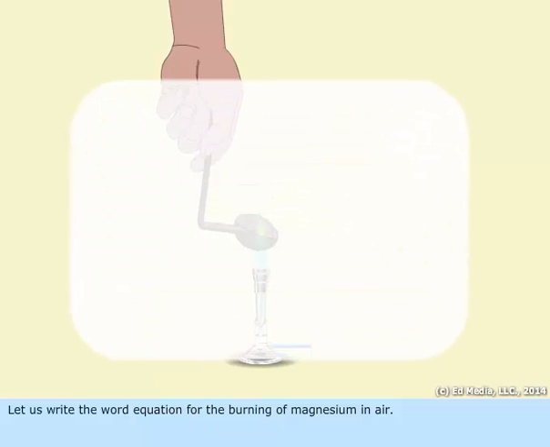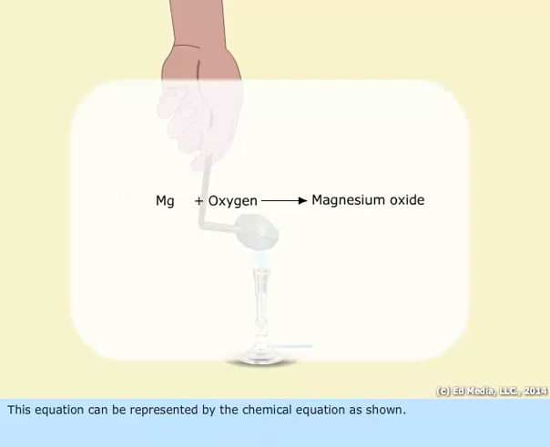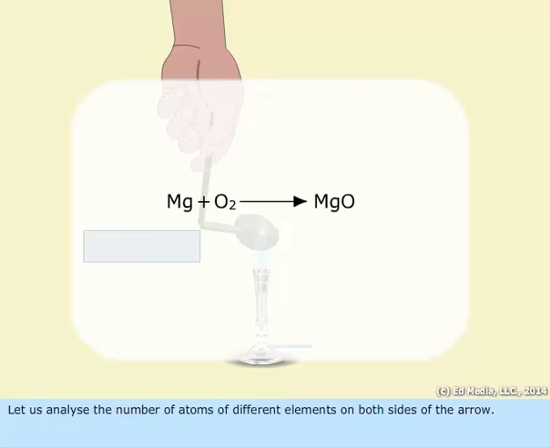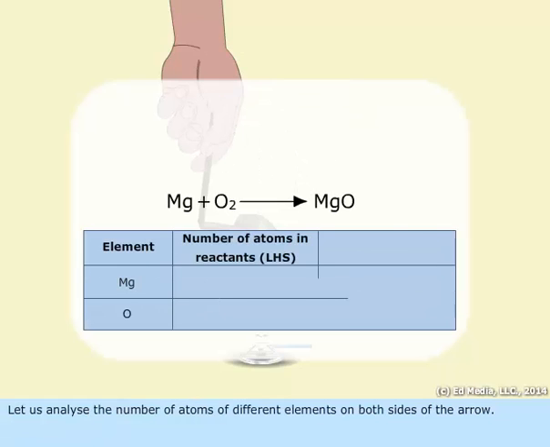Let us write the word equation for the burning of magnesium in air. This equation can be represented by the chemical equation as shown. The balanced equations need to have equal numbers of each element on both sides of the arrow. Let us analyze the number of atoms of different elements on both sides of the arrow.